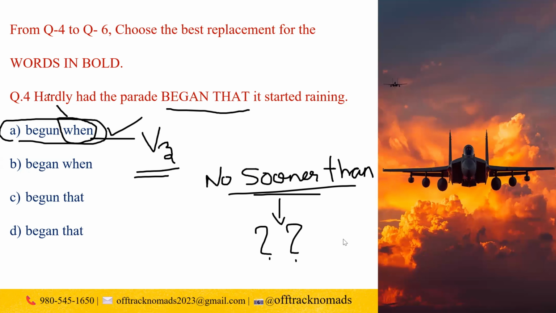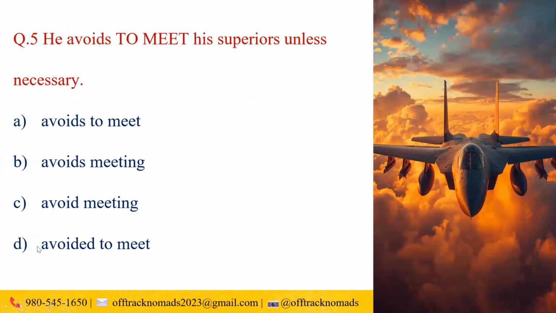Let's go for the next part. Next question: He avoids to meet his superiors unless necessary. So how should you approach this? The moment you feel there is an error, you have to check with the options.